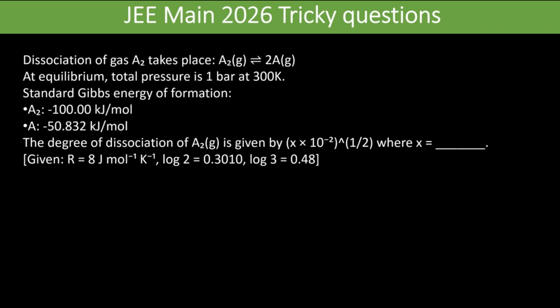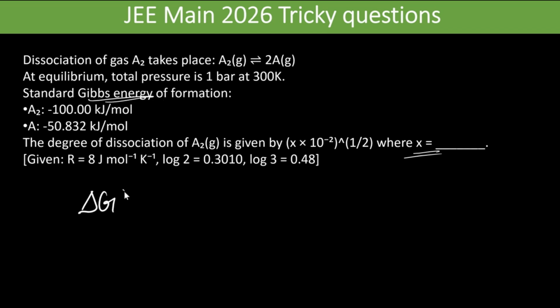Then the next one: the dissociation of gas A2 takes place. This is a reaction at equilibrium. Total pressure is 1 bar at 300 Kelvin. The Gibbs energy of formation of A2 and A is given, and the degree of dissociation of A2 is asked, where x is to be found.